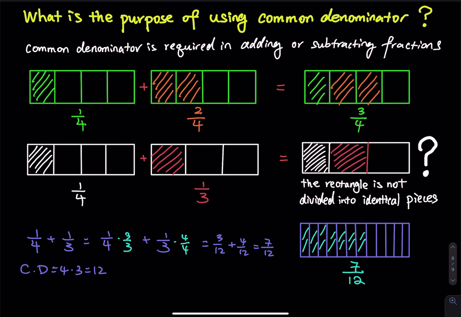If you compare the purple rectangle and the white rectangle, I cannot determine the answer, right? Because the white and the red are not the same. But in the purple rectangle, every single piece is identical. I occupy 7 pieces, so I know the answer is 7/12. The same theory holds for subtracting fractions. So that's the purpose of using a common denominator.